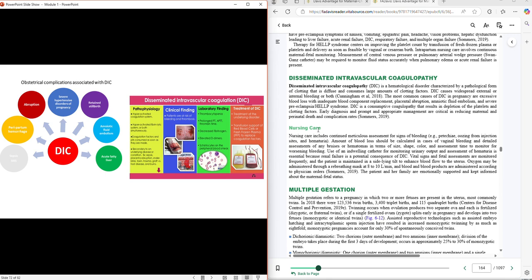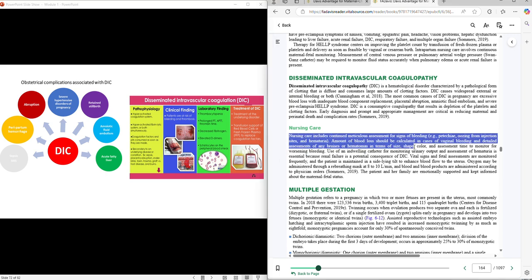Another weekend lollipop is the nursing care paragraph. Okay, so nursing care includes watching for bleeding, right? Make sure you understand that.